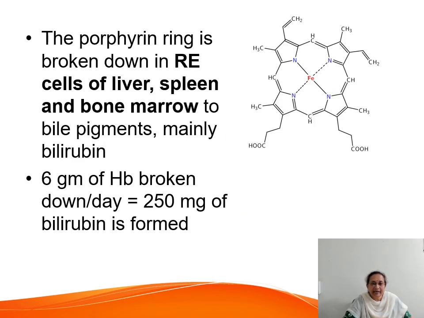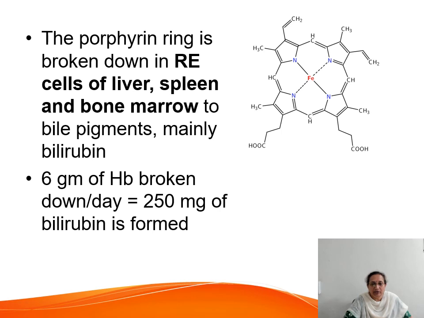The porphyrin ring is broken down in reticuloendothelial cells which are present in the liver, spleen and again in bone marrow. Okay, so where is that breaking down process of heme occurring? It is in reticuloendothelial cells which are present in liver, spleen and bone marrow to form into bile pigments. The ultimate bile pigment formed is the bilirubin.